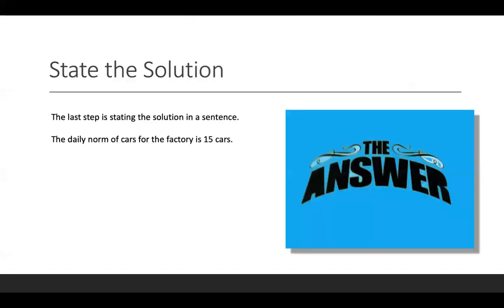The last step is to state the solution. And the daily norm of the cars for the factory is 15 cars.